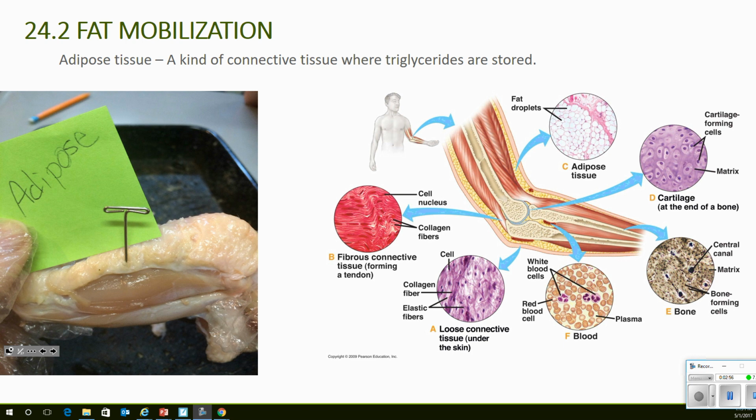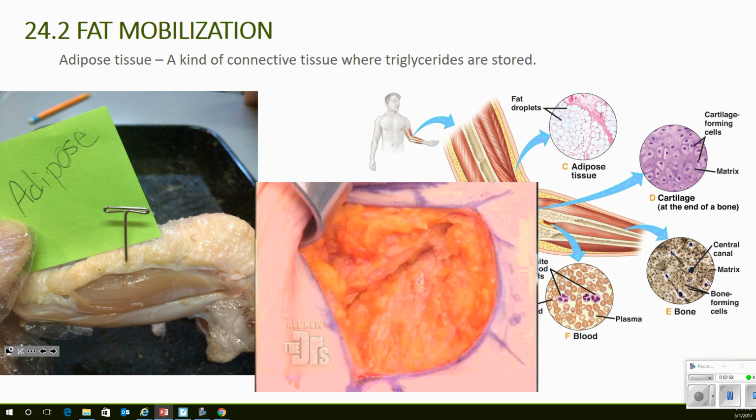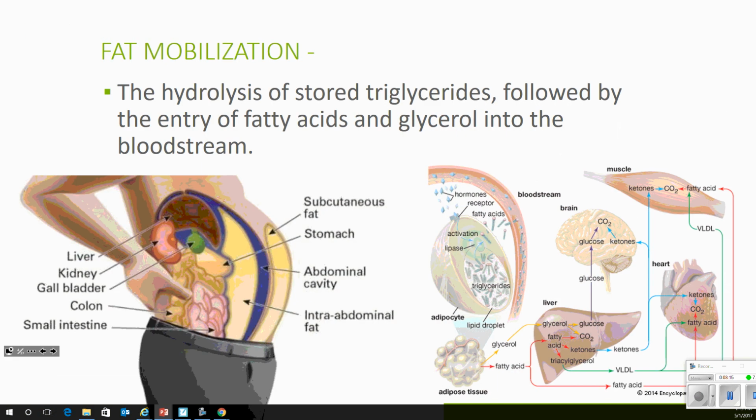Okay. If you ever watch the doctors, they show you when they open up people, it is yellowish fat that's inside. And a lot of people keep that adipose tissue around their waist. That's why as they get fatter, that's where it's stored. Okay, so this shows you what I was just telling you. Fat mobilization is the hydrolysis of stored triglycerides followed by the entry of fatty acids and glycerol into the bloodstream.